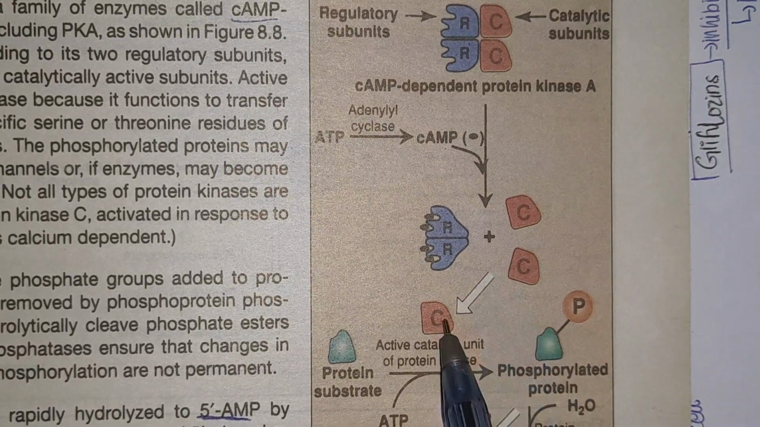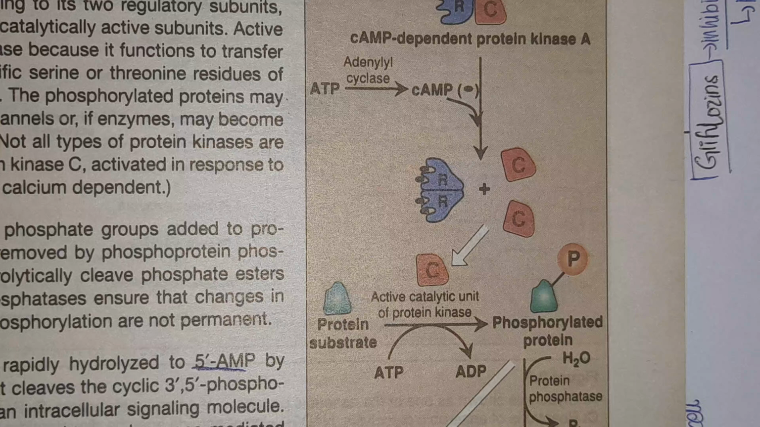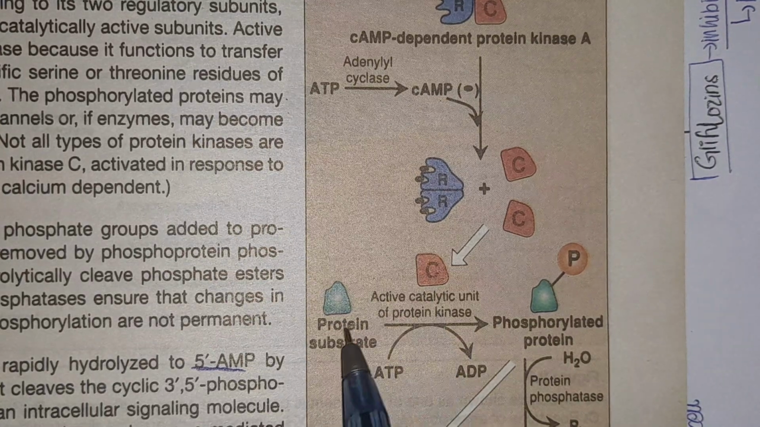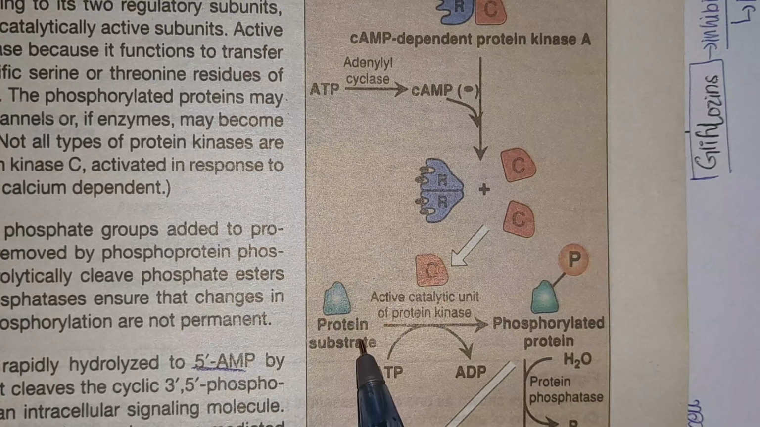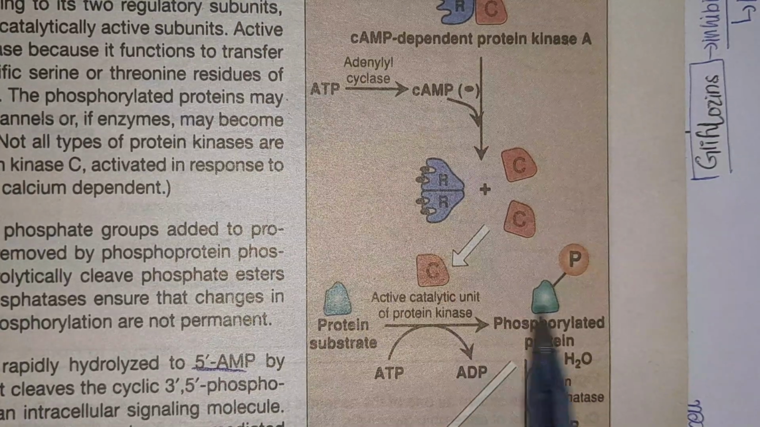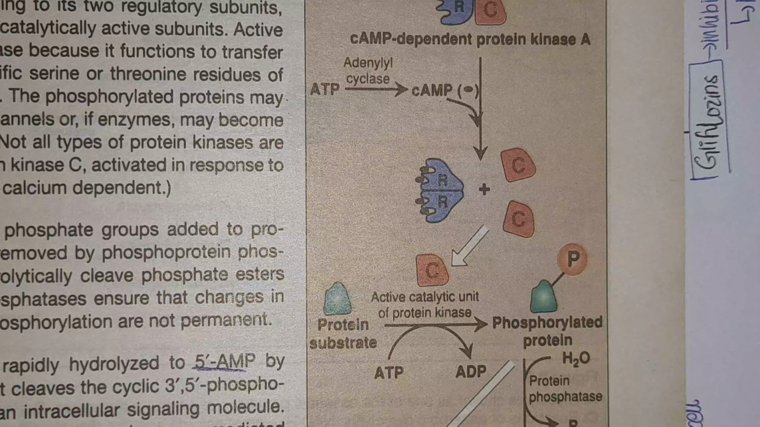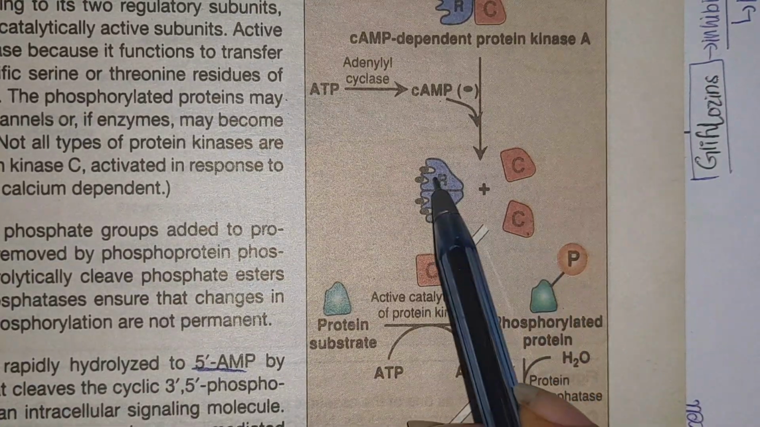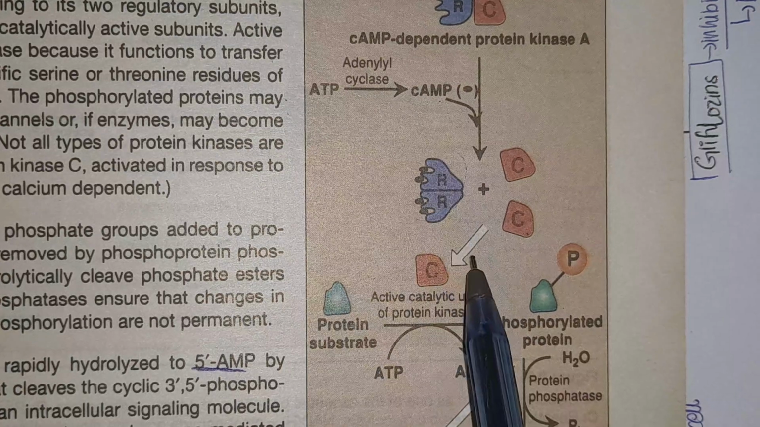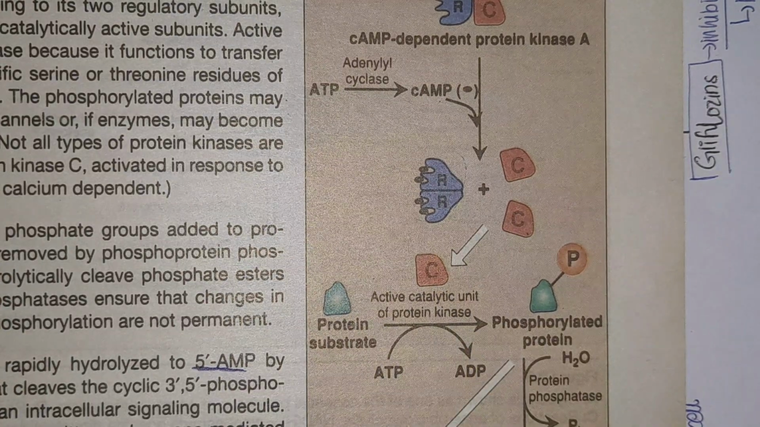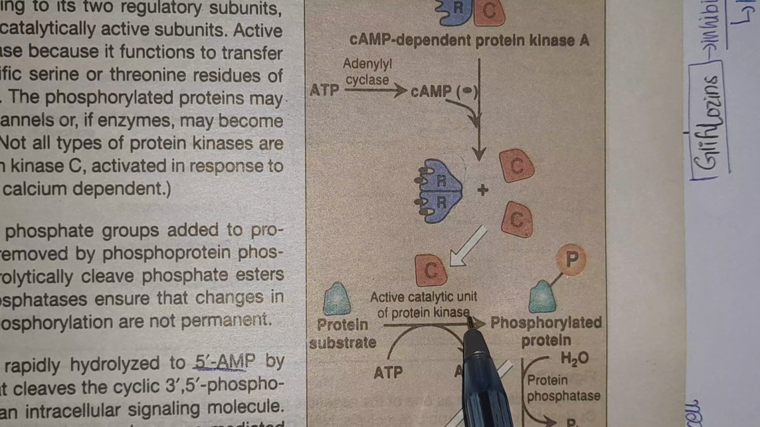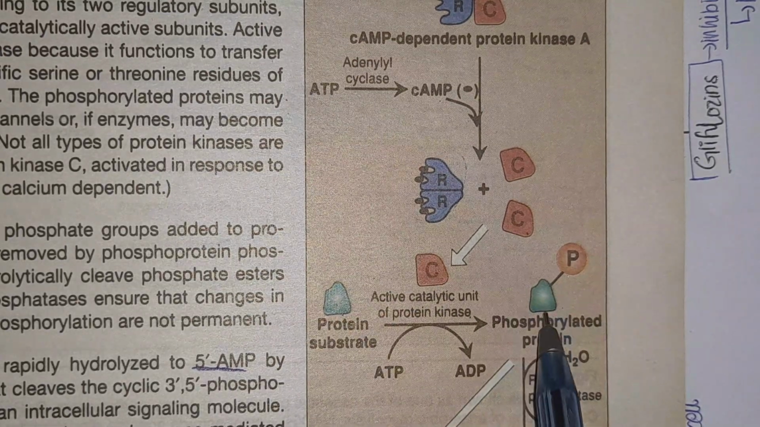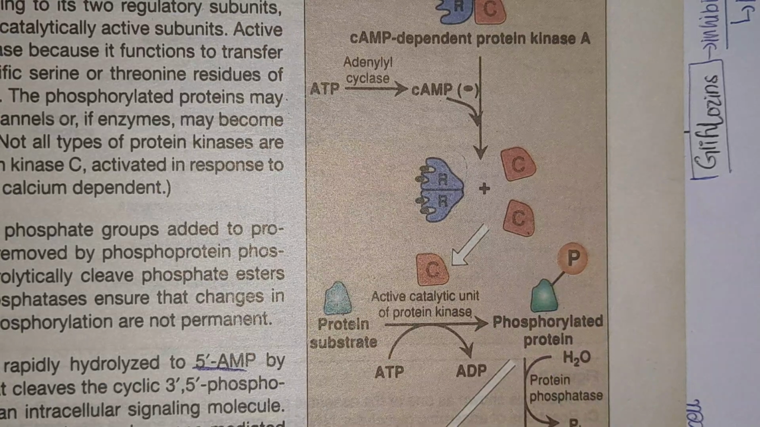When the catalytic and regulatory subunits are separated from each other, what will happen? The catalytic subunit will now catalyze the protein substrate, or phosphorylate it. So what was the thing? Cyclic AMP comes, separating the regulatory and catalytic subunits by binding to the regulatory subunits. Now the catalytic subunit is free. What will it catalyze? It will catalyze the phosphorylation, converting the non-phosphorylated protein by attachment of a phosphate, that is phosphorylation.